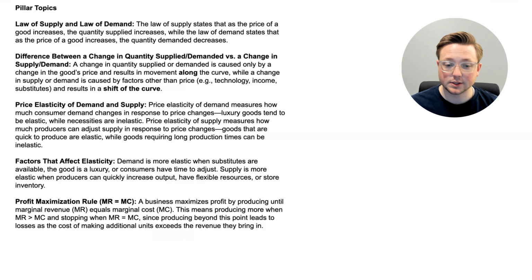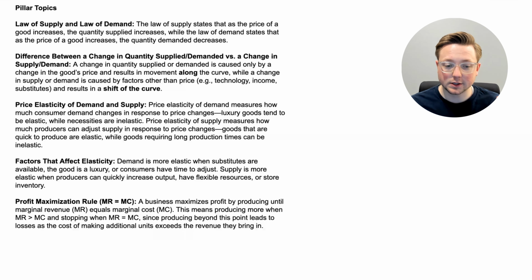Now let's talk about the factors that affect elasticity. Demand is more elastic when substitutes are available, the good is a luxury, or consumers have time to adjust. Supply is more elastic when producers can quickly increase output, have flexible resources, or store inventory. And the reverse of each of those points would cause demand to be less elastic.